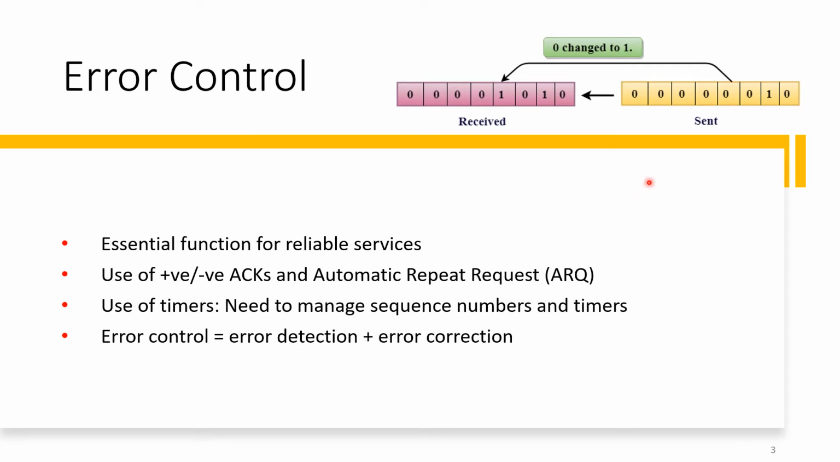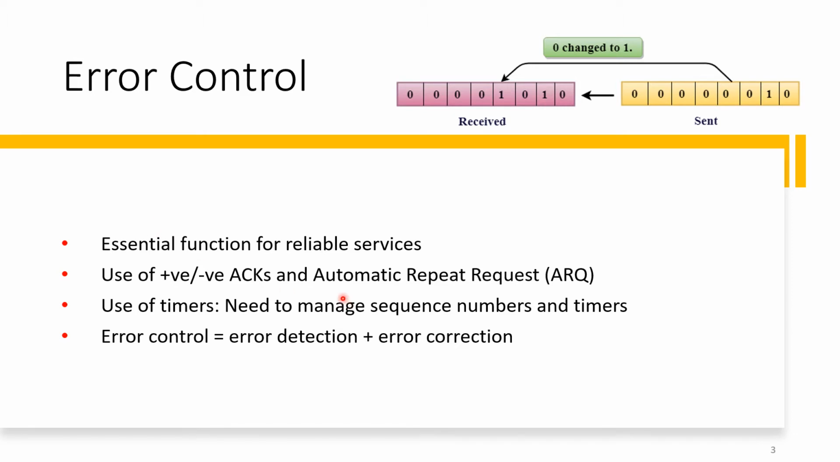When a sequence of data is transmitted or sent, it's going to be received, but unfortunately due to errors, due to interference, noise, or what have you in the channel, some bits are not going to be received exactly. They're going to be in error. So what do we do? We need to solve this. So we need error control. Error control is an essential function for reliable services.